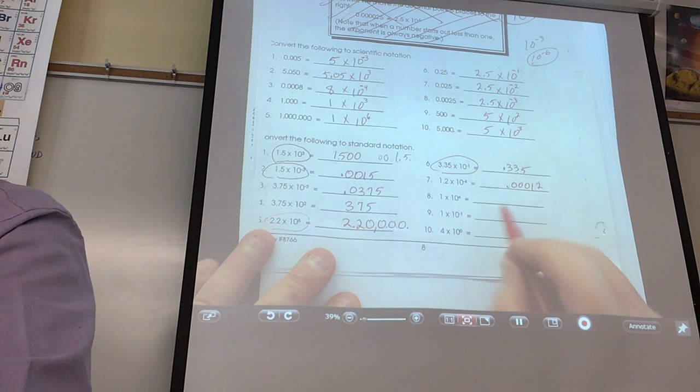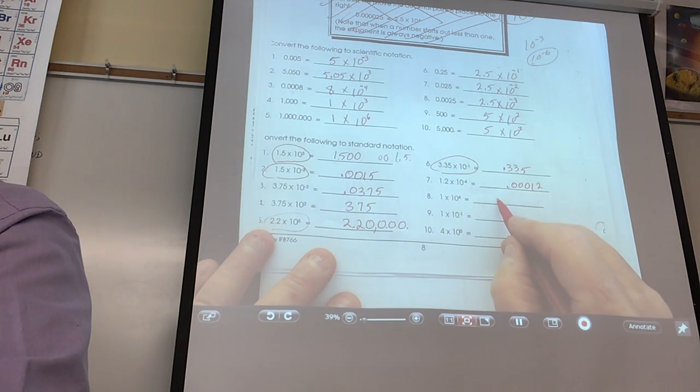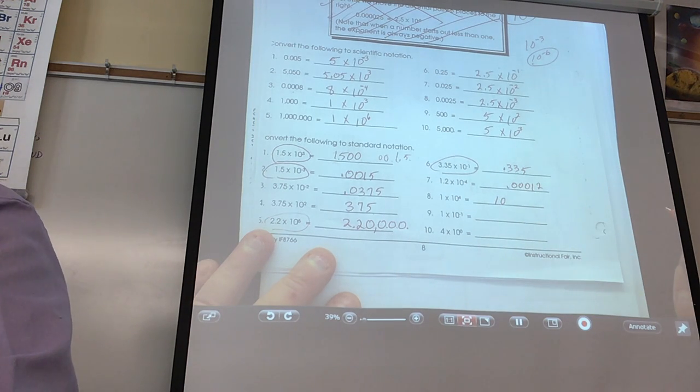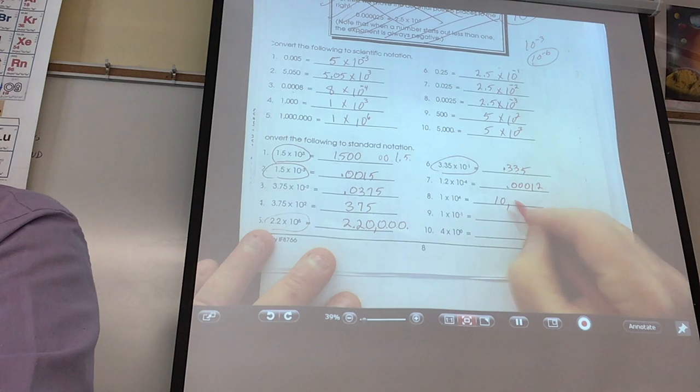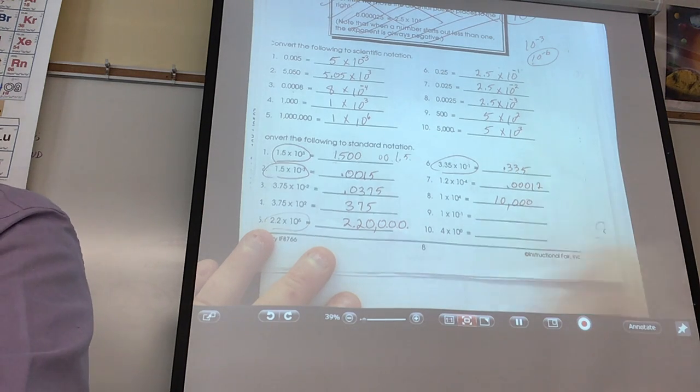Everybody is? All right, Madeline. 10,000. And everybody's supposed to know that 10 to the third is 1,000. What's 10 to the fourth? If 10 to the third is 1,000, what's 10 to the fourth? 10,000. I could have done it that way too, right? Next one.